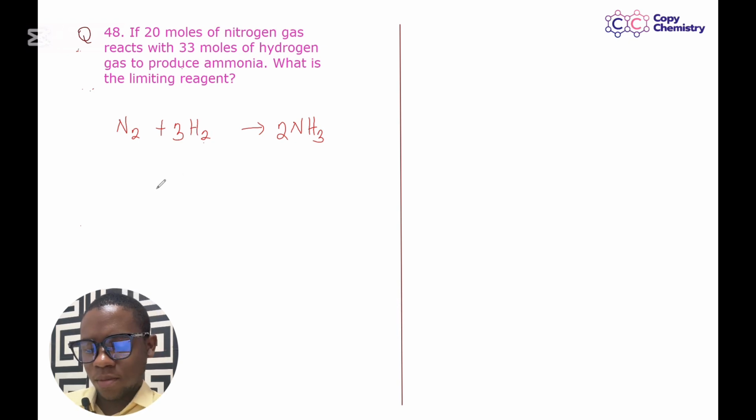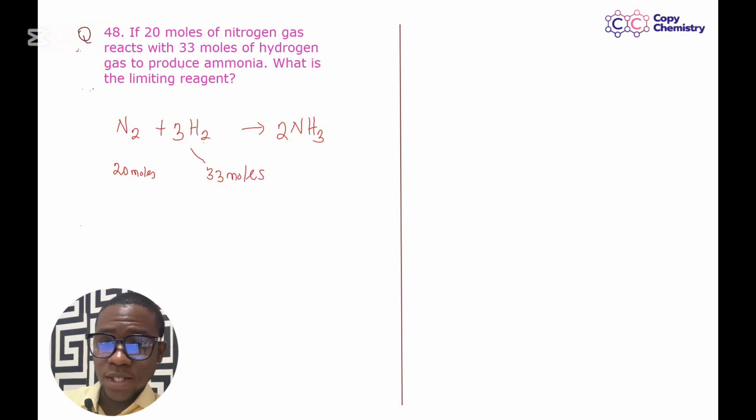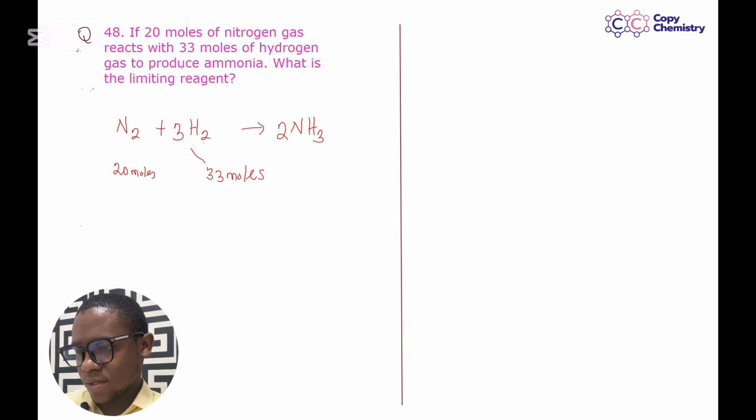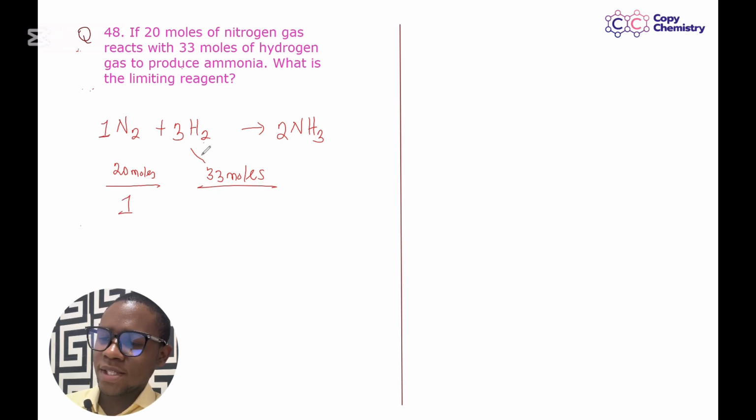So let me do it this way. Nitrogen is 20 moles, and hydrogen is what? 33. Limiting reagent here is pretty easy. What we'll do next, after getting the moles, is to divide this moles by this number here, 1. And divide this moles by this number here, 3. So that gives us 20, and here we have 11.